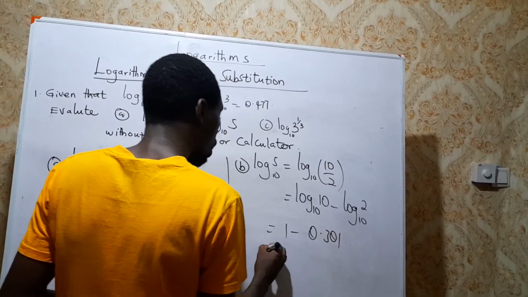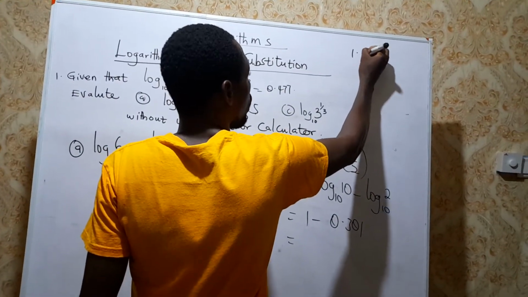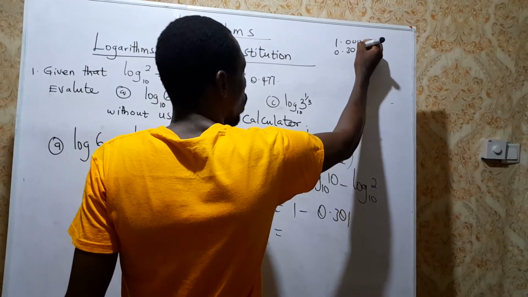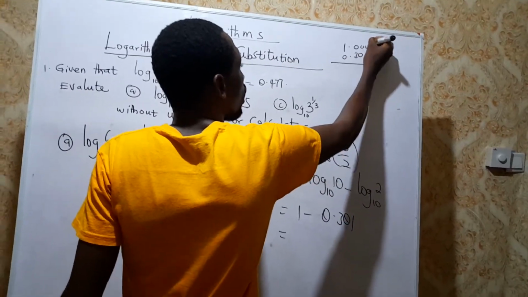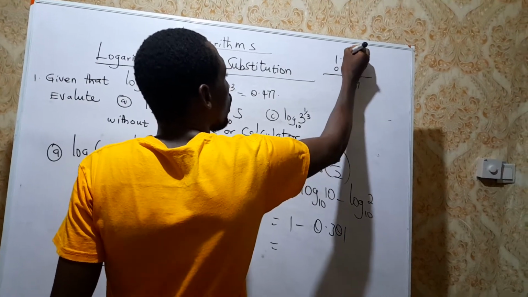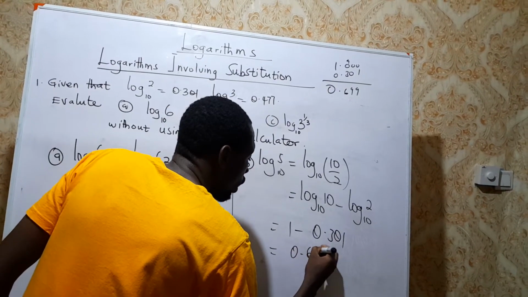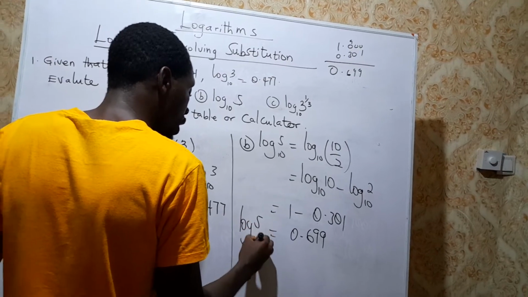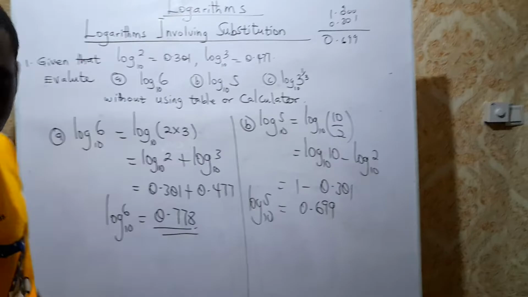0.301. Now when we subtract, 1.000 minus 0.301, what do we get? We get 9 and 9. Then this is 6 points. So we get 0.699. Then we can say that our log 5 base 10 is 0.699. I hope you get that.